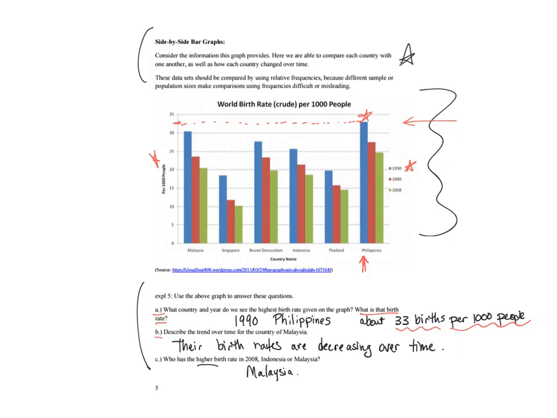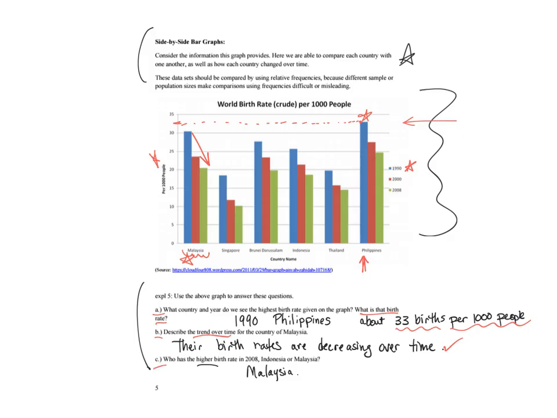Okay, part B says describe the trend over time for the country of Malaysia. And so here I'm finding Malaysia, all 3 of these bars. And again, the first bar, the blue one, is for 1990, and then the red one is for 2000, and then the green one is for 2008. And so the trend over time certainly appears that it's going down. So I wrote birth rates are going down, or decreasing over time is what I really wrote.